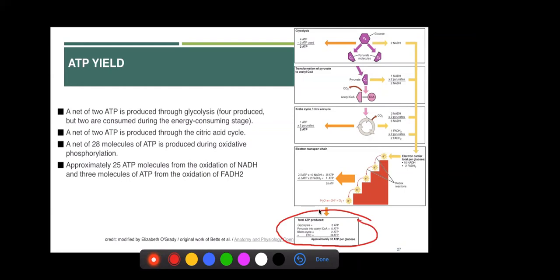So do not focus on the identical numbers. Do not focus on step by step. What I want you to focus on is the process. What is happening in glycolysis? What is happening in the intermediate step? What is happening in the citric acid cycle? What are you oxidizing? What are you reducing? What's happening to the oxygen? Why do we need oxygen? Where is the CO2 coming from?